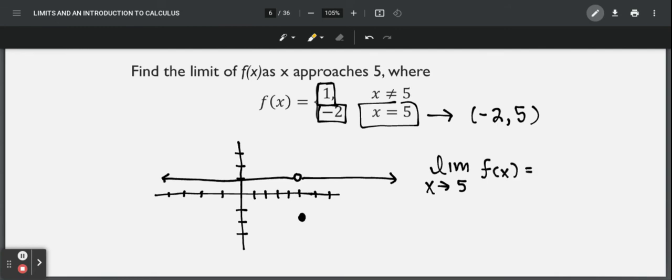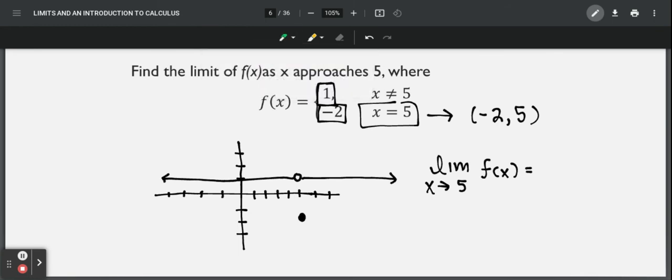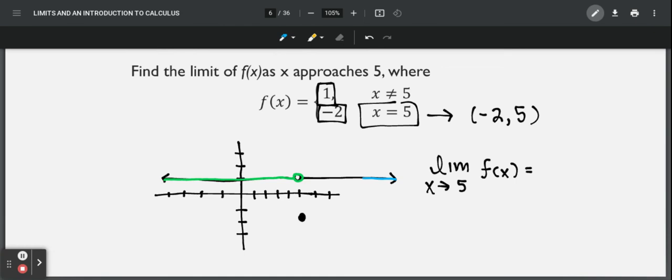So again, we have to think about, as we're coming in from the left and right, what is that y coordinate of the station that the two tracks are approaching? So this train track, if you were coming in from the left, what's the y coordinate of this station right here? 1. And if we were coming in from the right, does that y coordinate approach the same value? Yeah, so our limit would be 1.